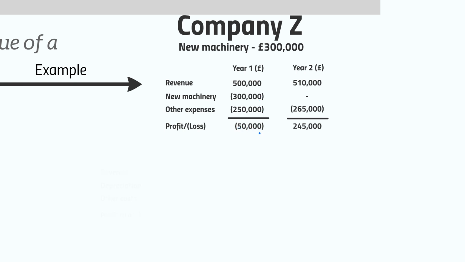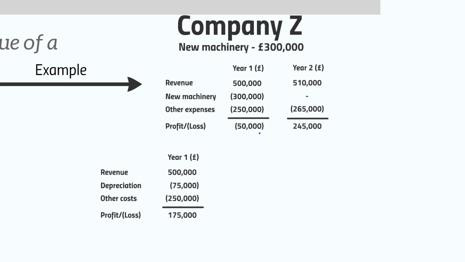Well, let's take a look at what happens if we spread the cost of the purchase of an asset over several years. So let's say it's the same situation. It's Company Z. They buy the new machinery. It costs £300,000. But instead of expensing the entire cost in the first year, we're going to divide that cost over the number of years that the company expects to use the asset. In this case, Company Z expects to use the asset for 4 years. So if we divide £300,000 by 4, we get an expense of £75,000 a year.